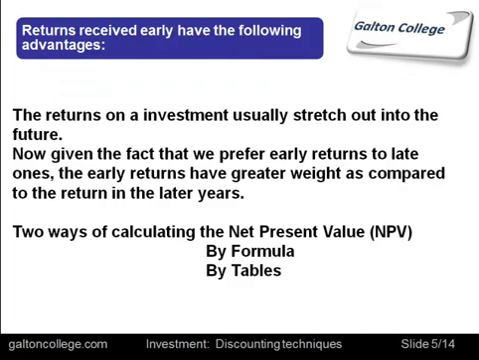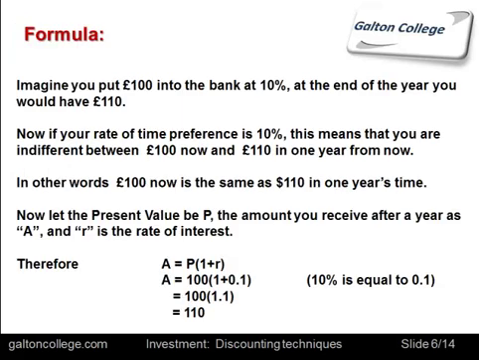Now, the returns on investment usually stretch into the future. Given the fact that we like early returns to late ones, the early returns have a greater weight, a greater importance as compared to the returns in later years. Now, there are two ways of calculating the net present value, which is the present value of the future stream of income. We can do it by formula or by tables. We'll look at these very briefly to see how it works.